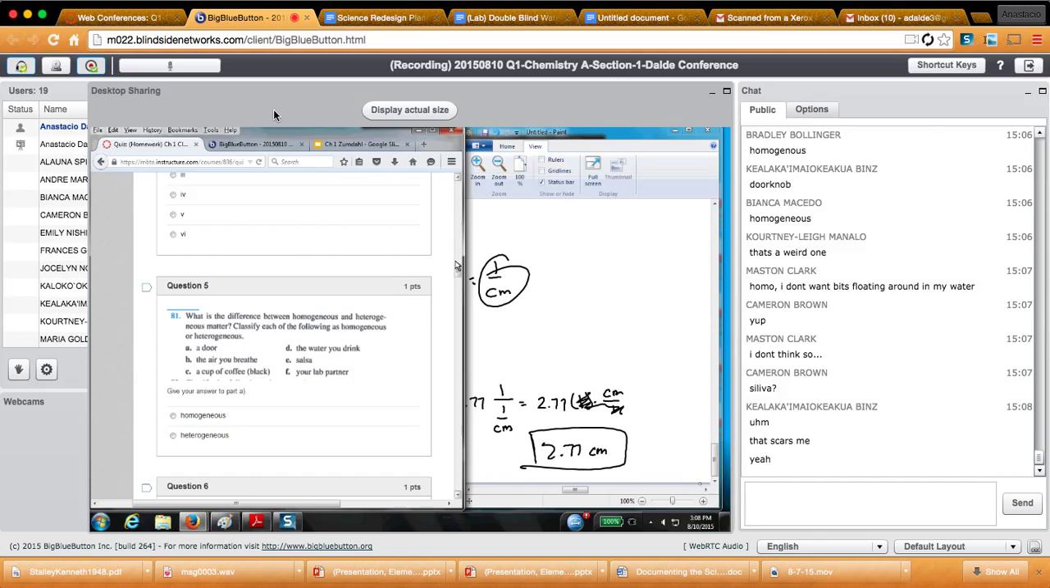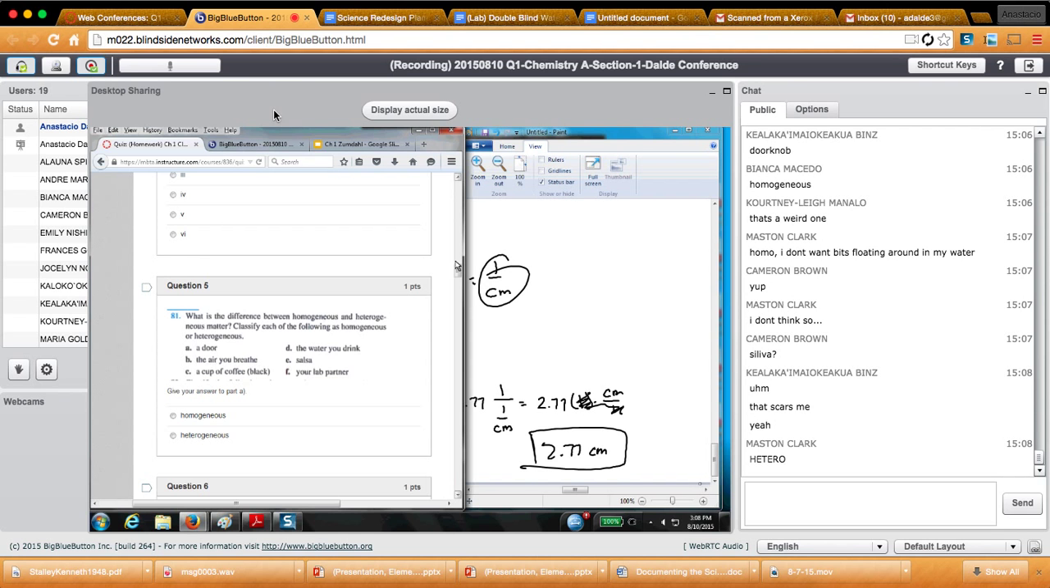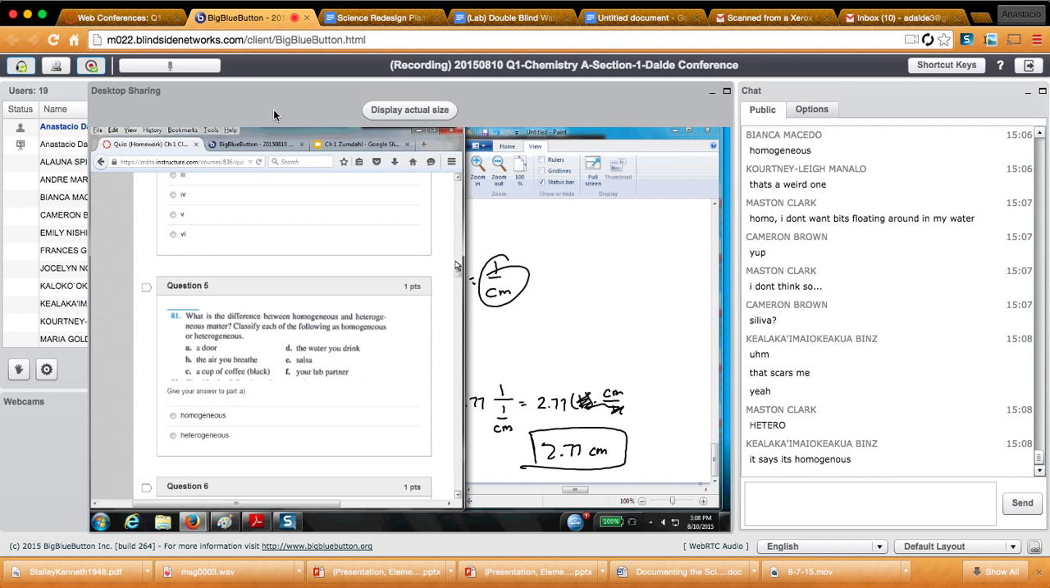The next question is F, your lab partner. Homogeneous or heterogeneous? I kind of would hope that that would be heterogeneous, right? I'd hope they're homo. No. I'm not talking about their sexual preference. I'm talking about the... Oh, did I say that that would be a homogeneous mixture? That is definitely wrong. People are not homogeneous.